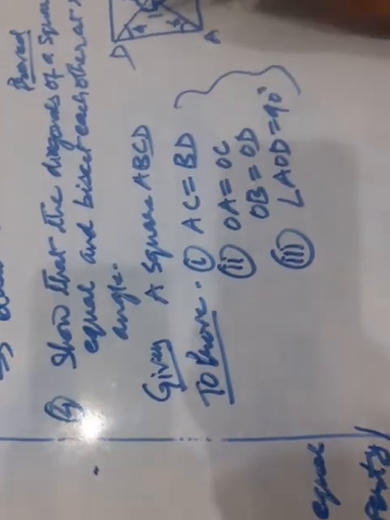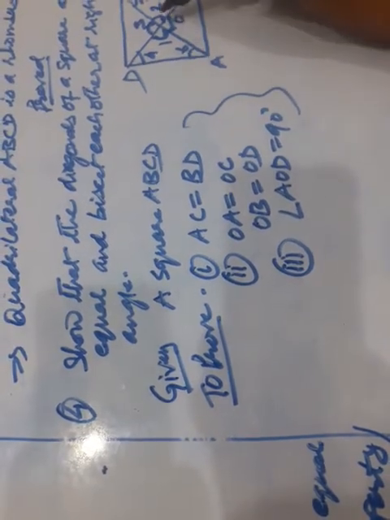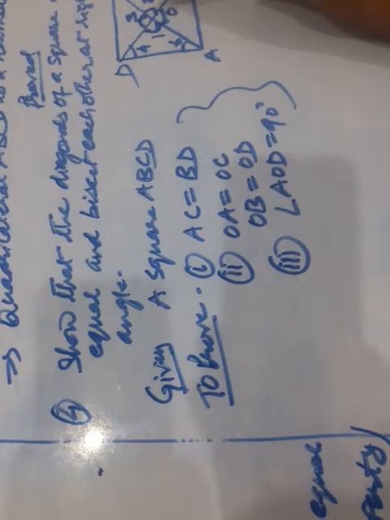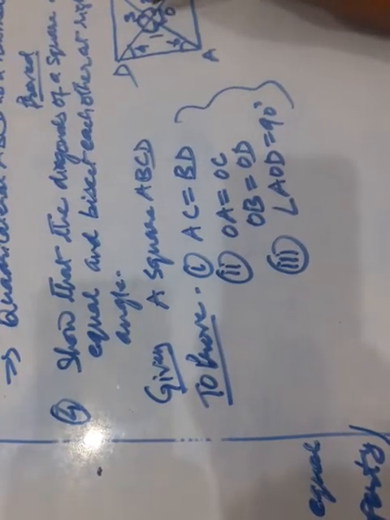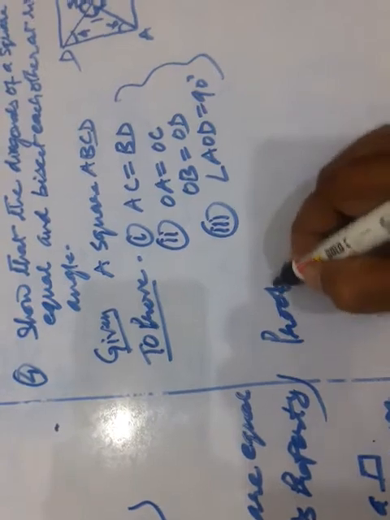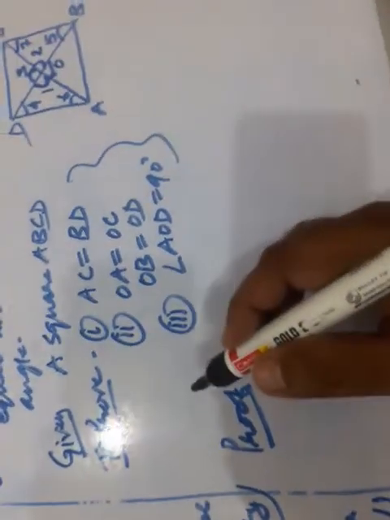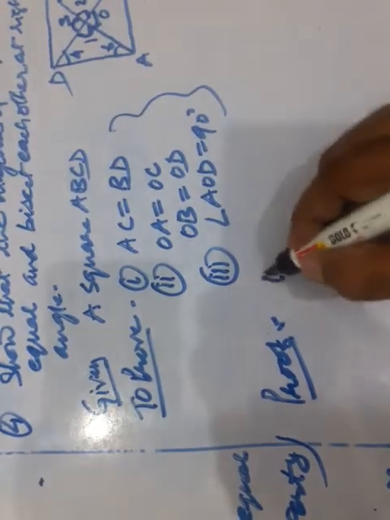Clear? AC equal to BD means diagonals are equal. We have to show diagonals are bisected. OA equal to OC. Clear? And OD equal to OB. Okay, children, let us start proving. Let us see the first thing first. What is the first part?